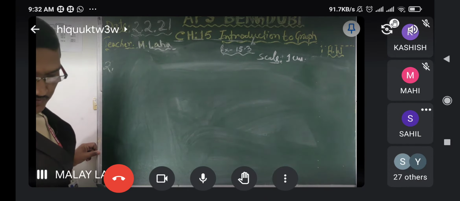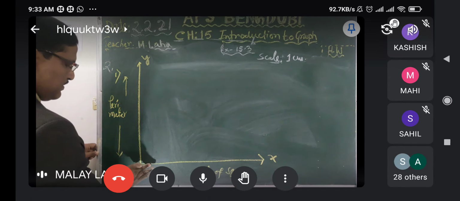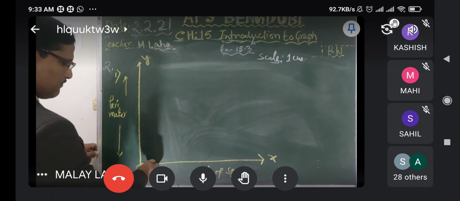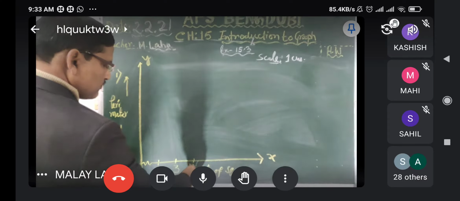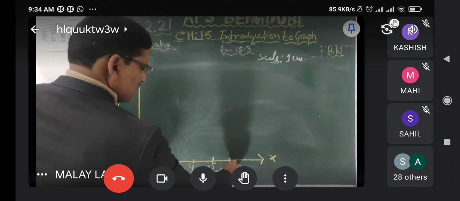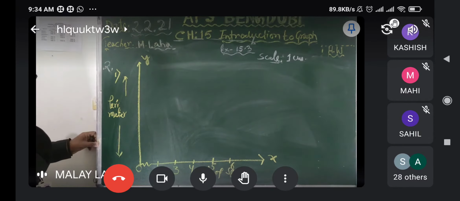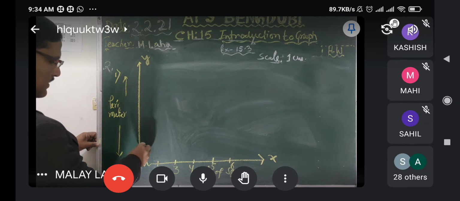So what will be the curve? 2 centimeter, 0 to 2. That means there will be a zigzag, because they are starting from 2. They have not taken 1, they start from 2, then 3, 4, 5, 6. Now the perimeter: when the side is 2 centimeter, what will be the perimeter? 8. So it is the table of 8.